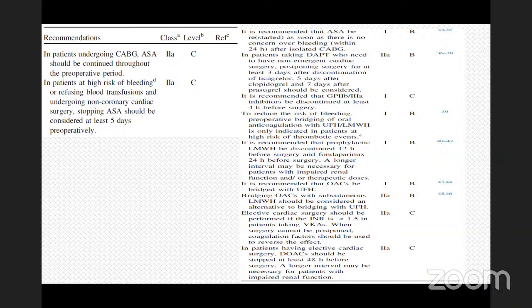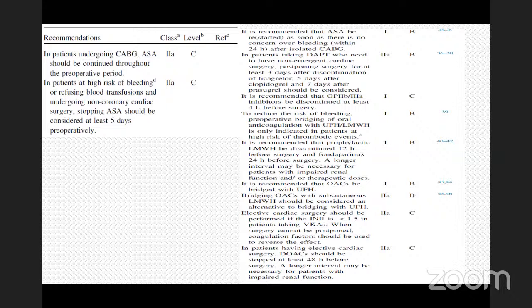It's recommended that oral anticoagulants be bridged with unfractionated heparin. This is class 1, level B. Bridging oral anticoagulant with subcutaneous low molecular weight heparin should be considered as an alternative to bridging with unfractionated heparin. This is class 2A, level B. Elective cardiac surgery should be performed if the INR is less than 1.5 in patients taking vitamin K antagonists. Otherwise, coagulation factors should be used to reverse the effect. This is class 2A, level C.